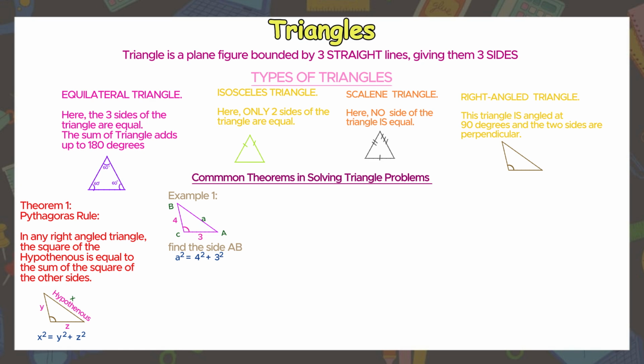Now this one is a square, so we take the square root of both sides. That means that A is equal to the square root of 4 squared plus 3 squared. That means that A is equal to the square root of 4 squared, that is 4 times 4 is equal to 16, plus 3 times 3 will give us 9.